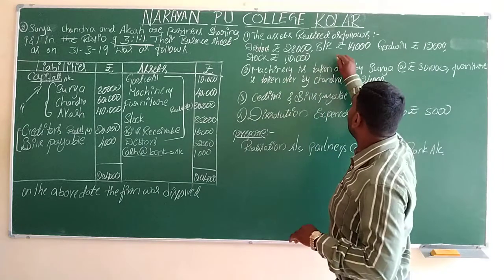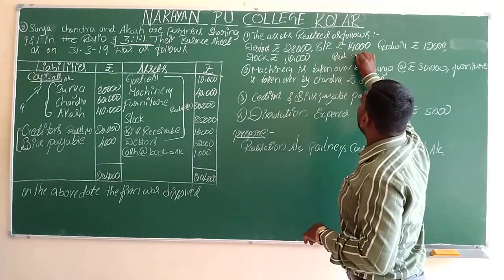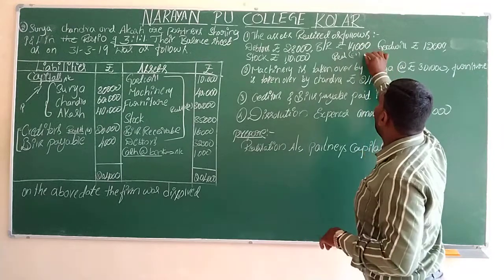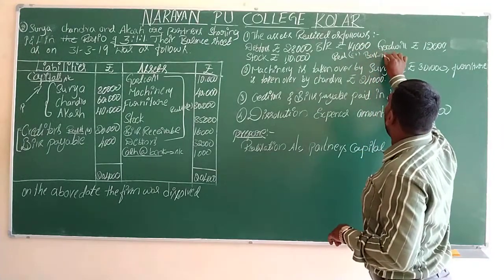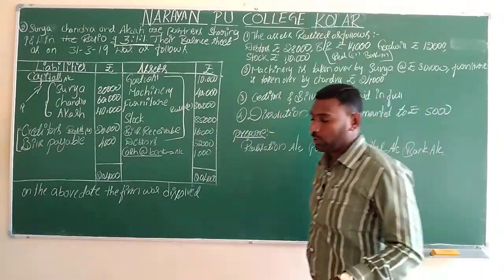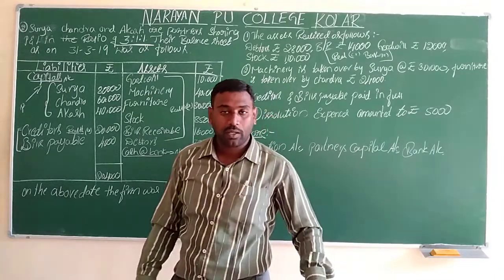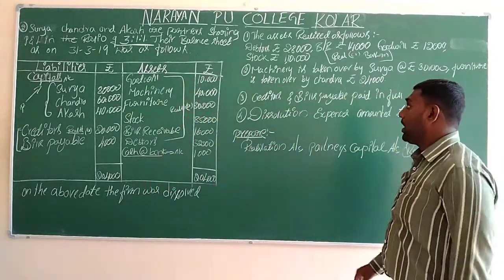So adjustment number 1: realization account, credit side we have to record it. Again bank account, debit side we have to record it. Totally, adjustment number 1 we have to record in 2 places. Have you got it? Next, adjustment number 2 is given.